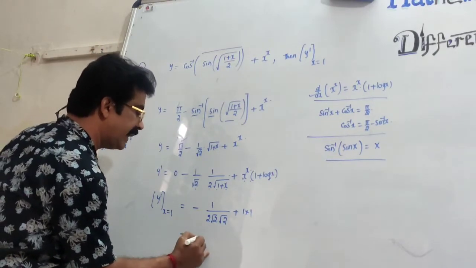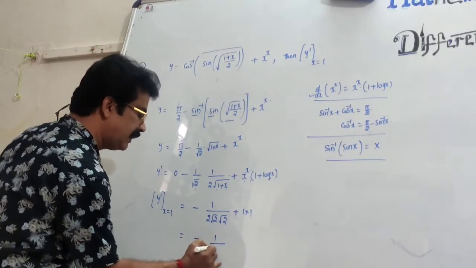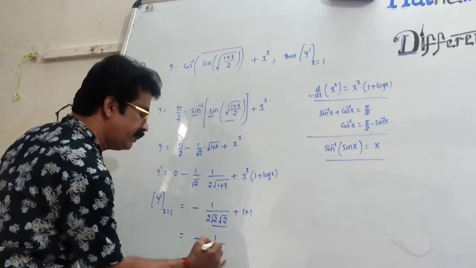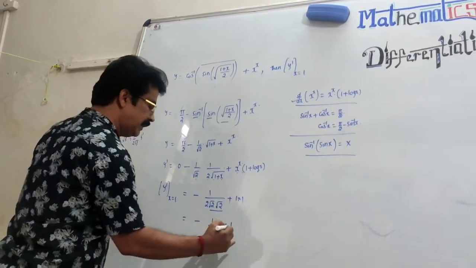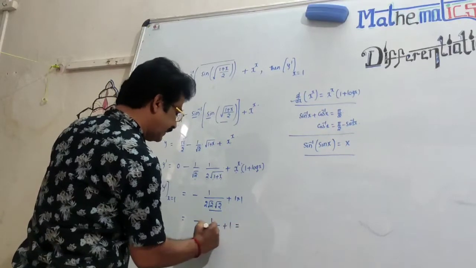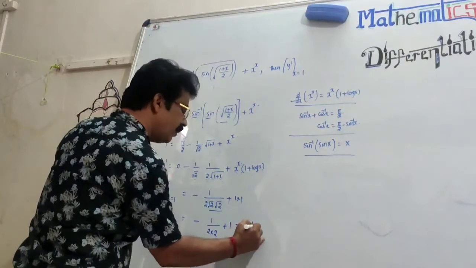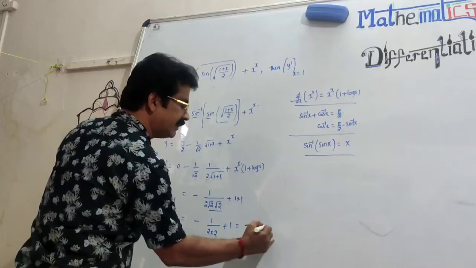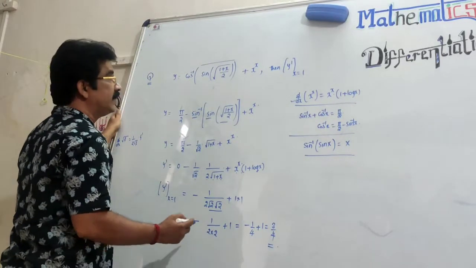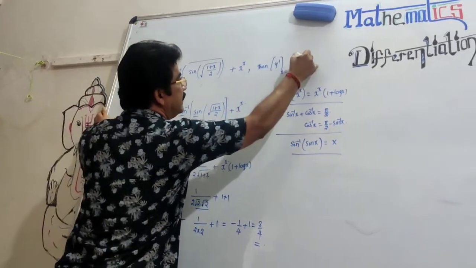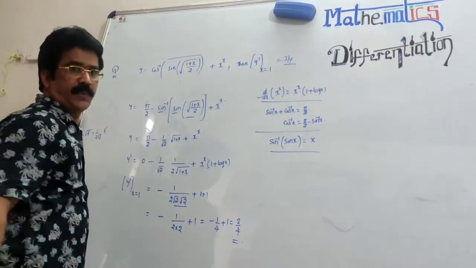So that is equal to minus 1 by 2 into root 2 into root 2, 2, next plus 1 into 1. So that is equal to minus 1 by 4 plus 1, that is equal to simply 3 by 4. Answer is 3 by 4. Hence the problem.